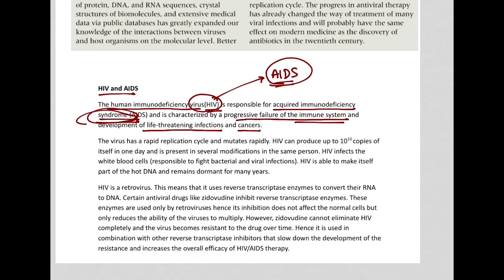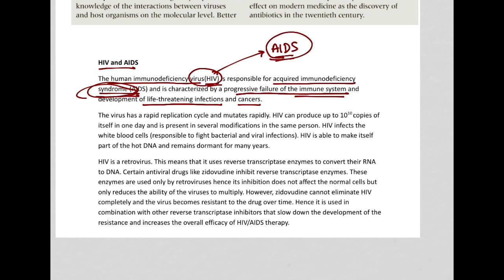So that's AIDS. Now, the virus has a rapid replication cycle. It mutates very rapidly, and it can produce up to 10 to the power of 10 copies of itself in one day. And within the same person, you will have several modifications of the virus. So HIV infects white blood cells, which are responsible for fighting off bacteria. The white blood cells are part of the immune system, so they fight bacterial and viral infections.